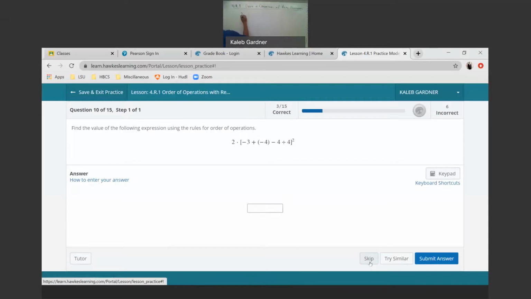So we have 2 times (-3 plus -4 minus 4 divided by 4) squared. Okay, we got a lot going on, and look at that, 3 4s in a row. Here we go. 2 times parentheses, right? Squared. We can't do the exponent until we execute all of the parentheses.